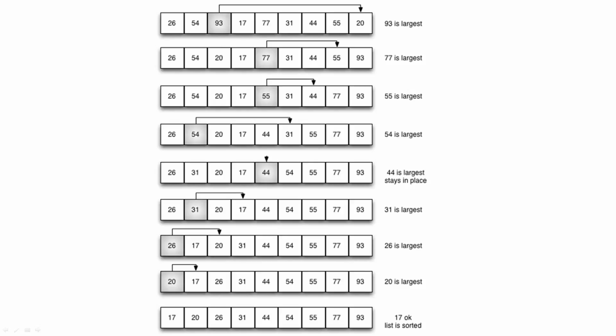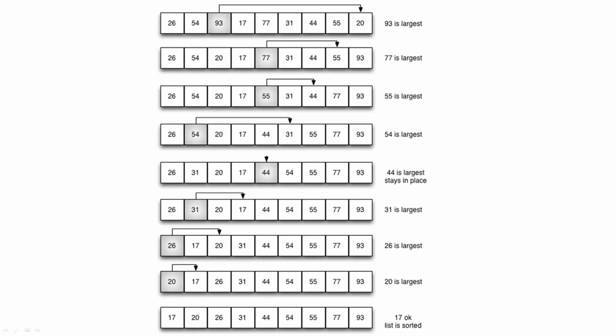So in this case, if we decide to track the largest element, we look at our array, notice that 93 is the largest, so we place it at the end. Then, the next largest is 77, so we place it next to the end. Then 55 is the largest, so we place it where it goes. 54 is then the next largest, place it behind 55. 44 is largest, but it actually stays in place. It's already at its correct location right after 54.